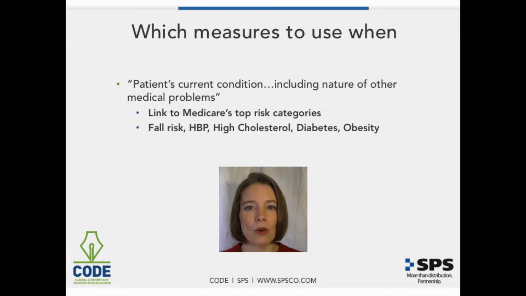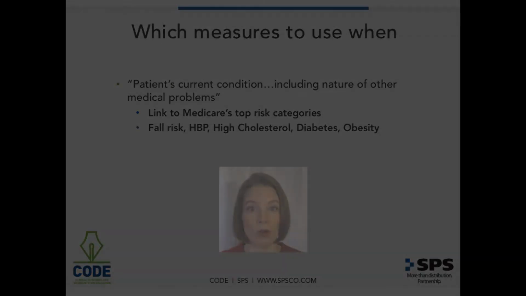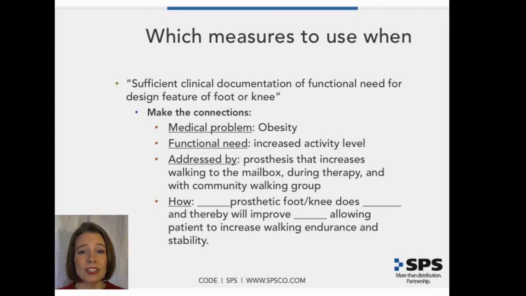I don't want to beat a dead horse here, but linking your prosthesis or orthosis and its functionality to Medicare's top few diagnoses that they want to control, again, that would be like falls, high blood pressure, obesity, diabetes, etc. That's huge. It's going to make a big difference in your notes, and it's something that Medicare is really looking for. And as I said earlier, when you're linking those arguments, when you're saying here's what the prosthesis does, it really has to be in a very clear format.